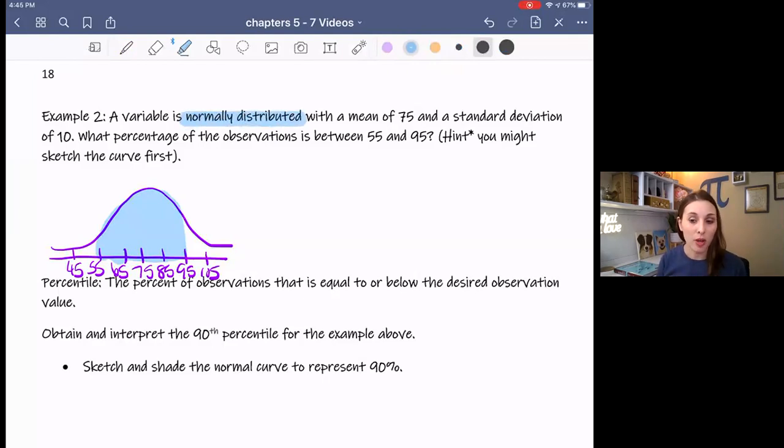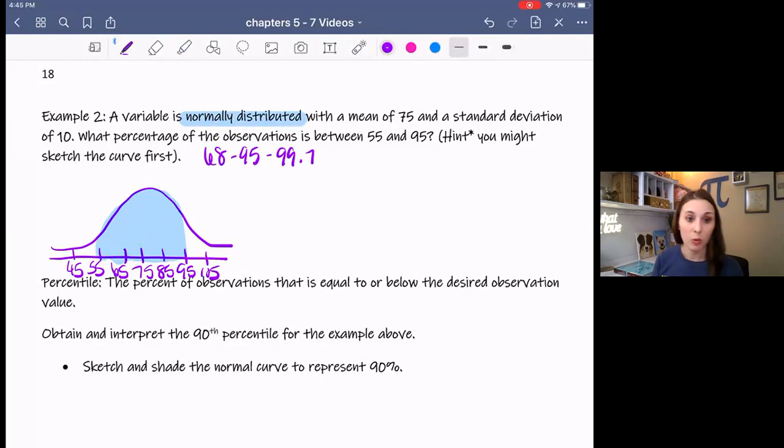So I actually don't have to type anything in or look at my tables, because since it's normally distributed and this is the mean, how many standard deviations is 95 from the mean? 2. How many standard deviations is 55 from the mean? 2. And we already know that from the empirical rule, when something is within 2 standard deviations of the mean above or below, that the empirical rule applies.